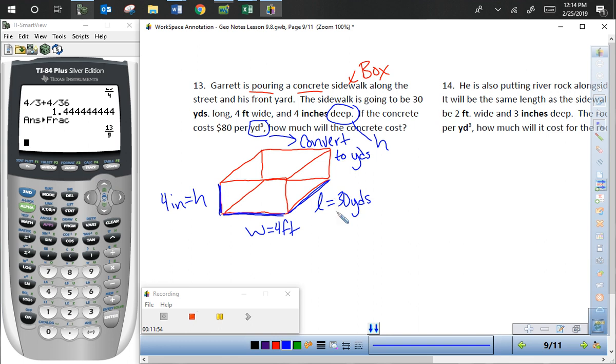So our 30 we get to leave alone, and each of these we have to use what we did above to convert them. Okay, so feet is smaller than yards, so we're going to divide, and then there are 3 feet in a yard, so we'll divide by 3. We'll use 4/3. It's no longer in feet.